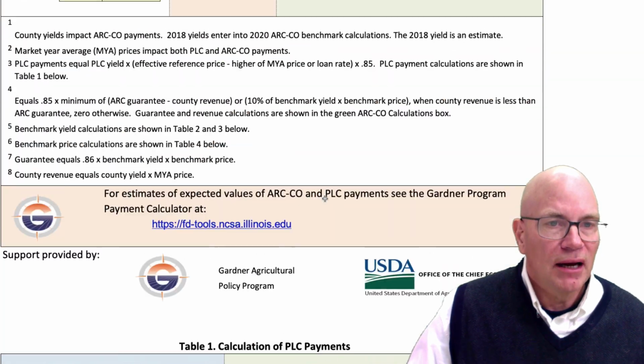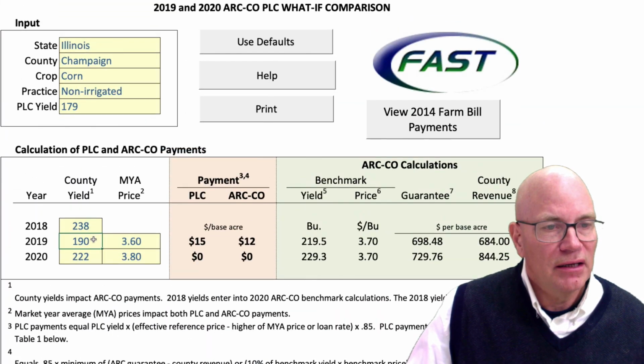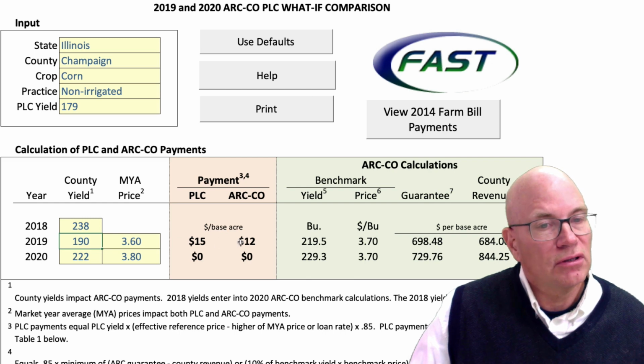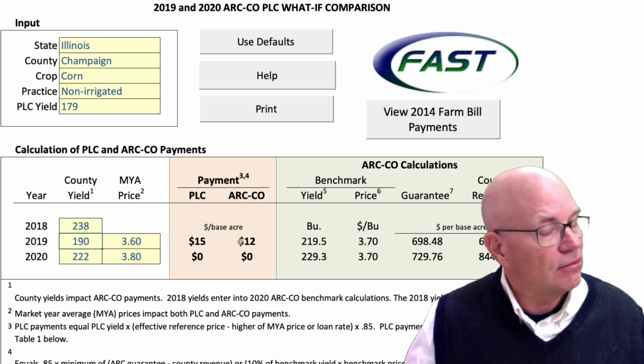You will probably, however, spend most of your time right here in the county yield and MYA price area. And again, changing those will result in different PLC and ARC County payments.